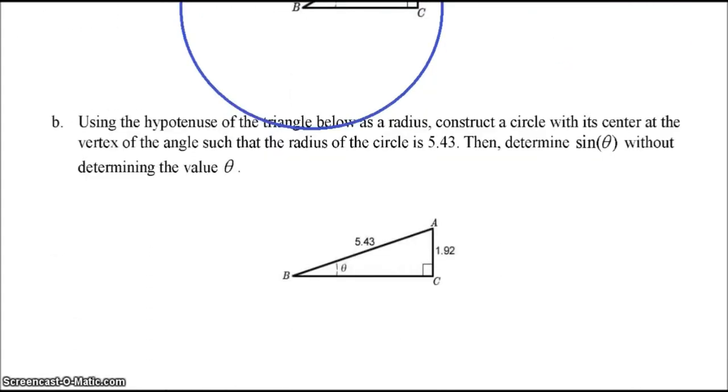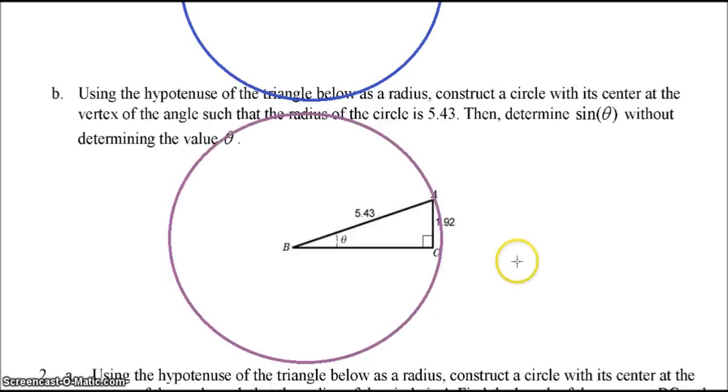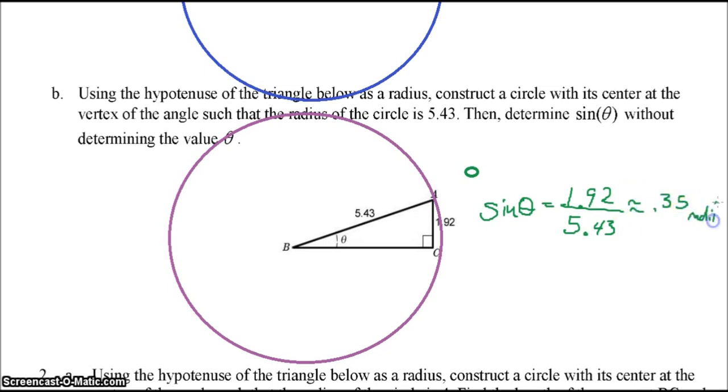Using the hypotenuse of the triangle below as a radius, construct a circle with its center at the vertex of the angle such that the radius of the circle is 5.43. Then determine sine of theta without determining the value theta. Okay, the goal is to make a circle with B at the center. Now here we can use the same sort of reasoning. Sine of theta, well, that's this vertical distance measured in radius lengths, which is just 1.92 over 5.43, which is about 0.35 radii. You could again do opposite over hypotenuse.